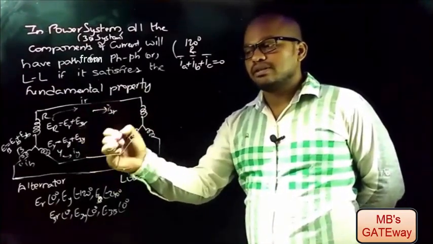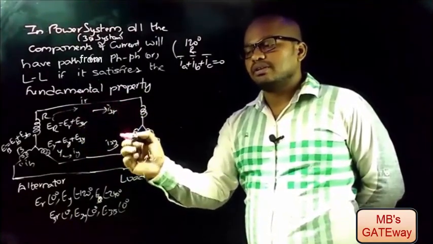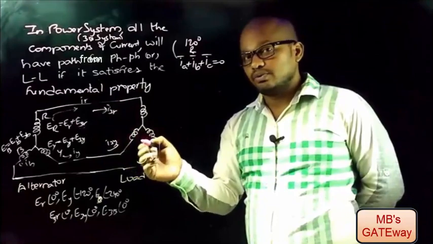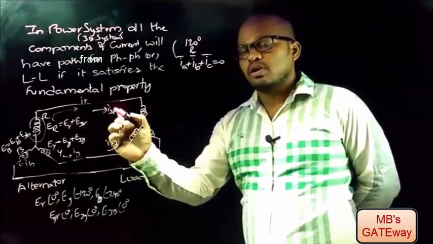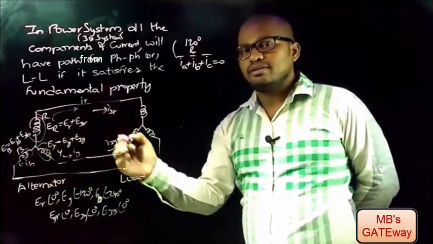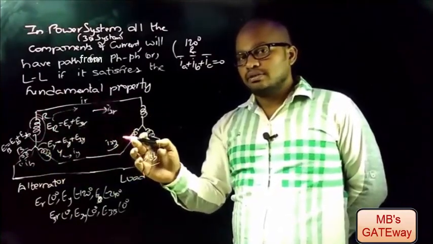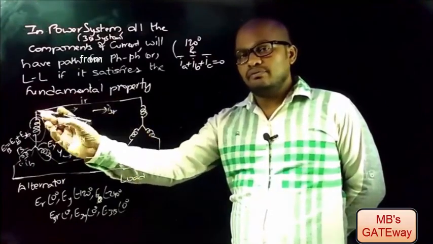Therefore, these currents can't complete the cycle through any path. Therefore, the currents I3R, I3Y and I3B are 0, which means that the third order harmonics remain in the phases itself. In the lines, they are 0. As there is no path for the third order harmonic currents, they remain in the phases.